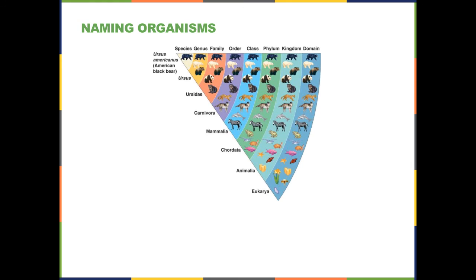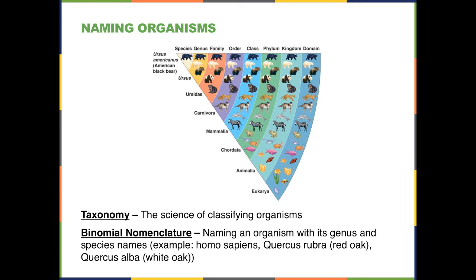The last slide here is how we go about naming. Okay, and as we talk about naming, generally animals and plants are named in a specific way. First of all, what we've been doing is called taxonomy. And taxonomy is the science of naming organisms. And when we name organisms, we name them in a process known as binomial nomenclature. And this is a process where you use the genus and the species name to name the organism.